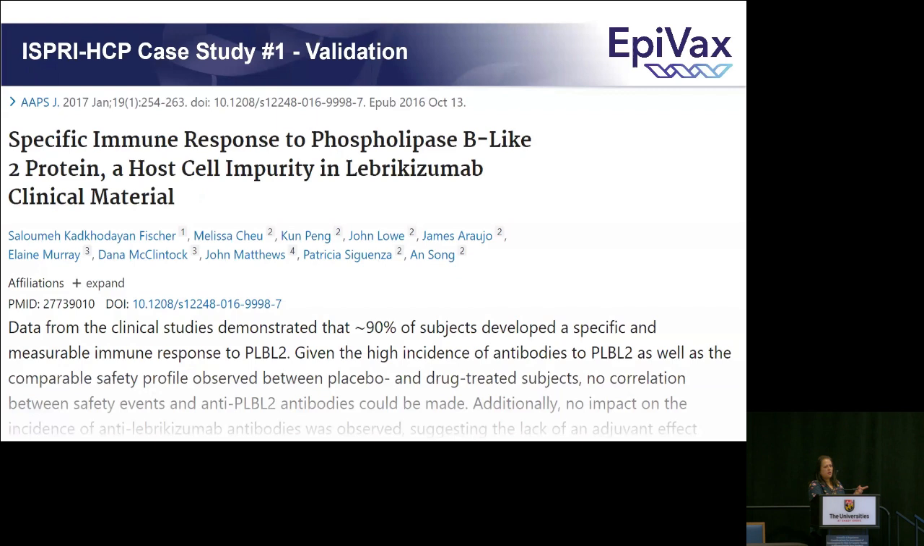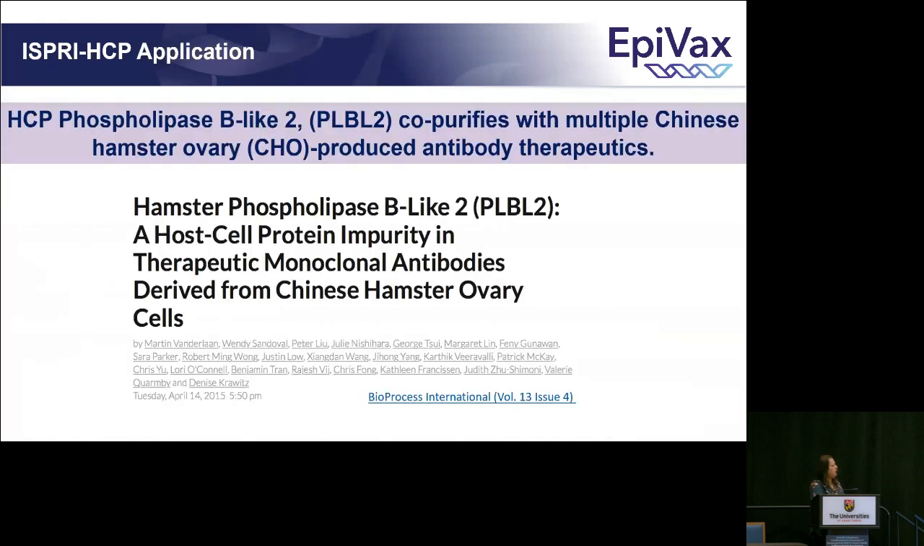So again, this is a paper that Genentech published. It's a very well-cited paper. I would encourage everyone to read it. Sally Fisher was the first author. And then this was something that Genentech published later on, and it said that PLBL2 co-purifies with most of the large molecule antibody-based therapeutics, and it is one of their most usual suspects when they're worried about HCP.